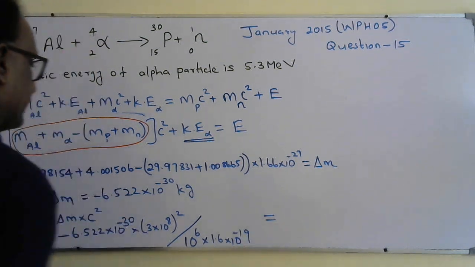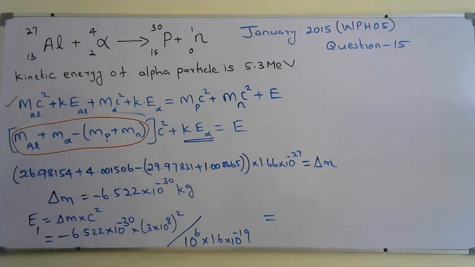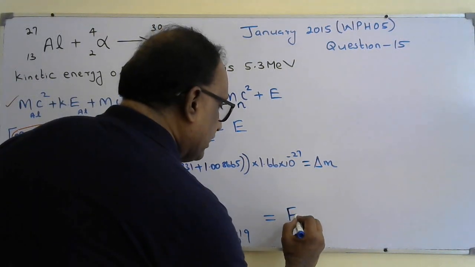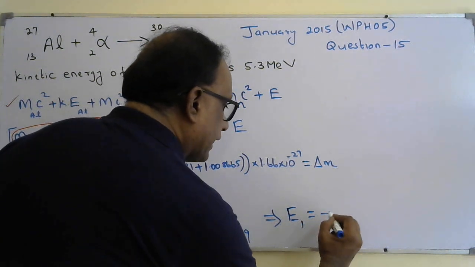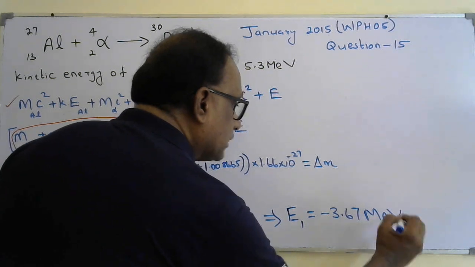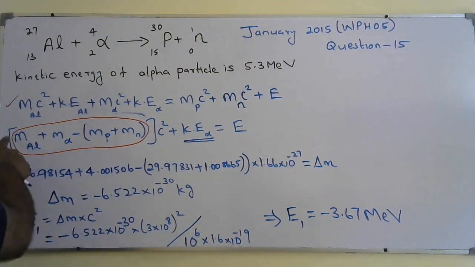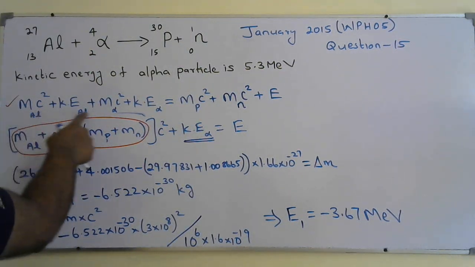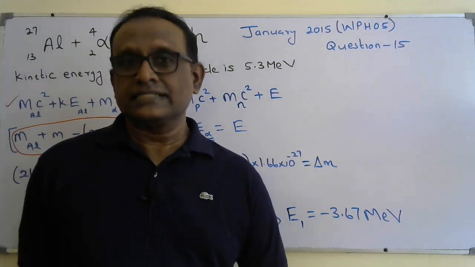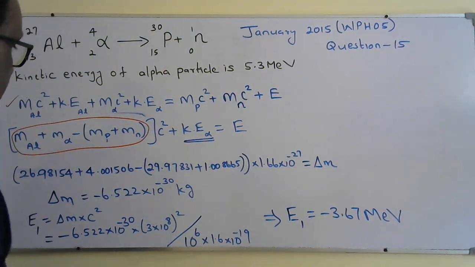So finally you will get this part equal to minus 3.67. That is E1 equal to minus 3.67 mega electron volt. So that is the energy equivalent to this mass deficit. Actually mass is not deficit, mass is increasing. The final total mass is more than the initial total mass. That's the reason we are getting a negative answer.